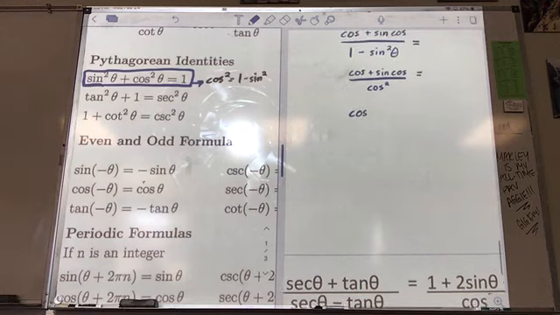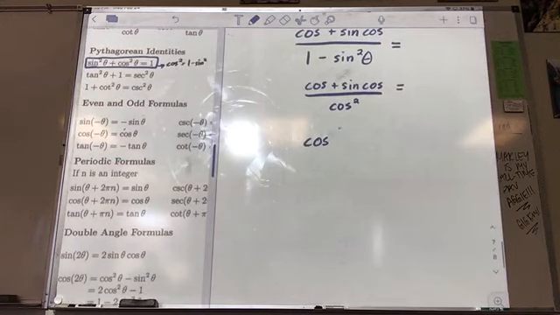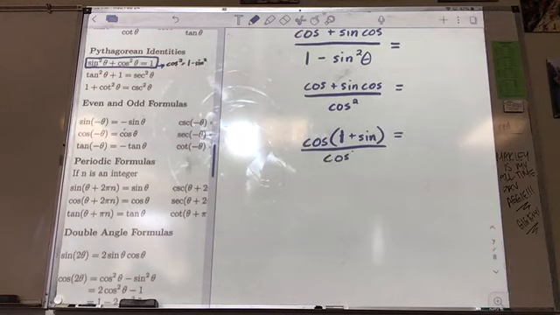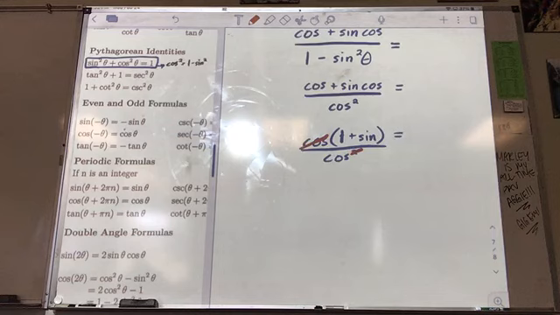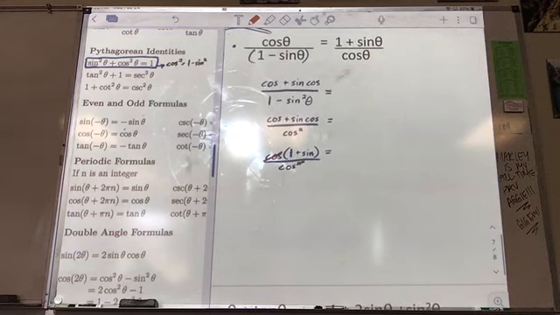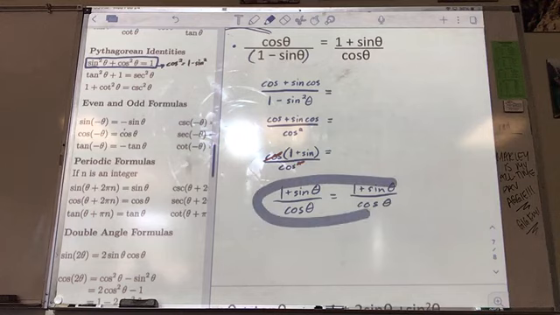So I'm factoring a cosine out right here. And so that is 1 plus sine equals, with a cosine squared on the bottom, I can cancel out 1 cosine from the top and 1 cosine from the bottom. And if you see, we are getting to exactly what is on the right side there: 1 plus sine theta over cosine theta equals 1 plus sine theta over cosine theta. Okay, so it ends up working itself out.